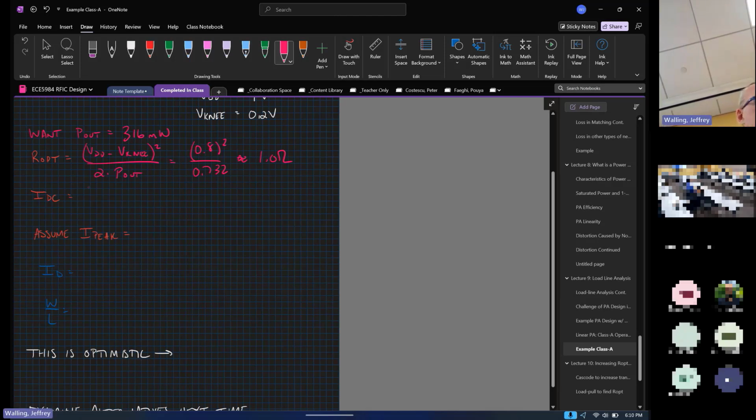So we said before, IDC is roughly VDD divided by R opt. This is 1 volt divided by 1 ohm. I'm getting very precise here. A lot of zeros, can't do that. All right. 1 volt divided by 1 ohm, approximately. So we need 1 amp of current.